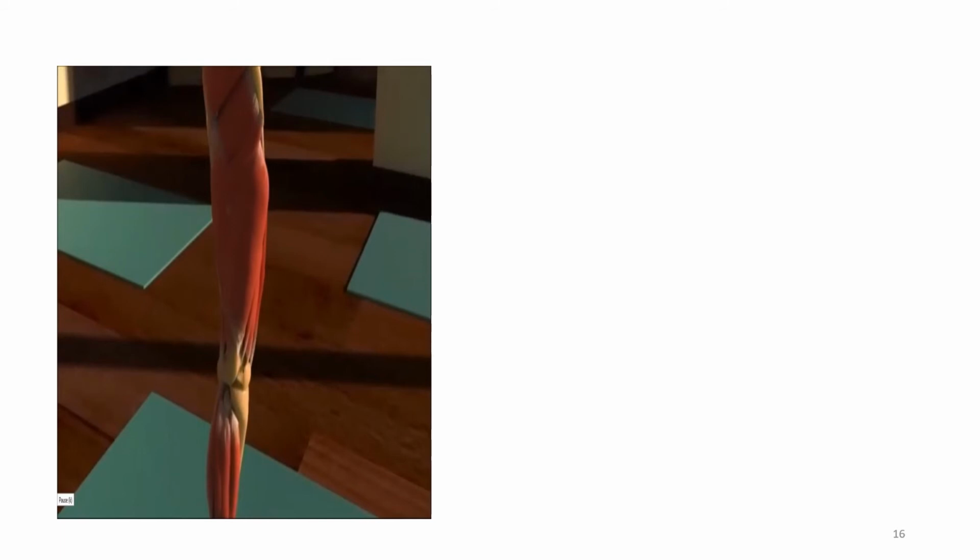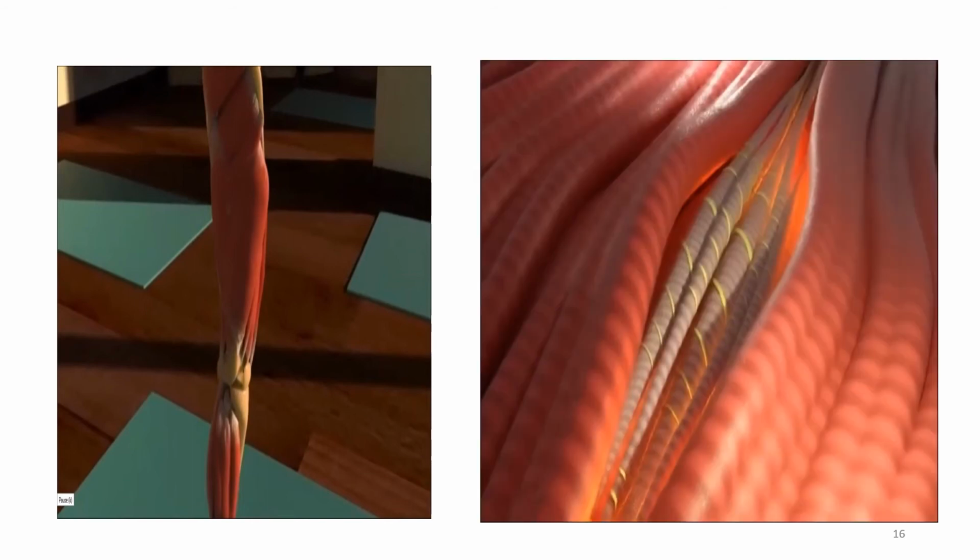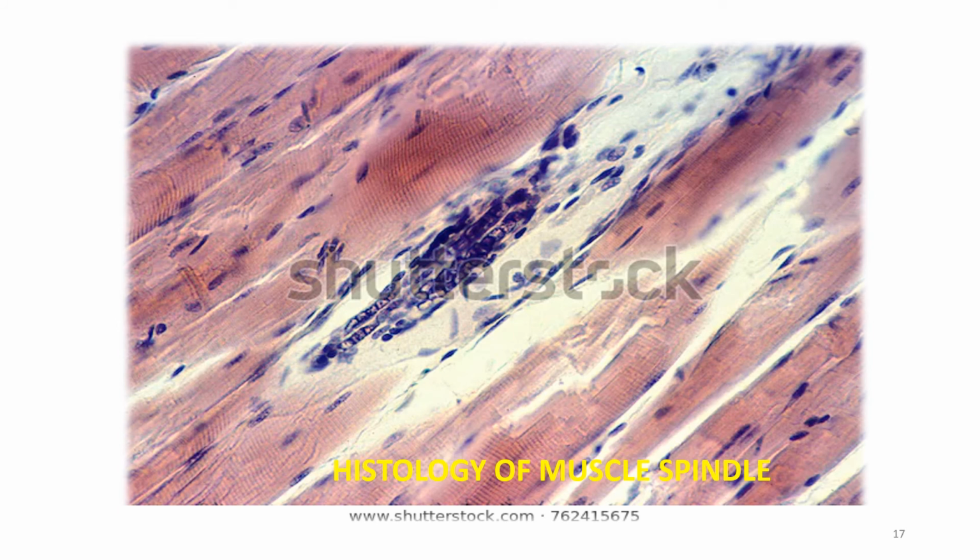Proper muscle contraction and relaxation are needed for maintaining posture, movement, and postural adjustment. This adjustment occurs very quickly, even without our conscious perception, because some of the receptors are present within the muscle itself. Muscle fiber contains the extrafusal fibers, which are the usual contractile fibers, and within the extrafusal fibers there are intrafusal fibers. Let's discuss it. Histological picture of muscle spindle. That is the intrafusal fiber.